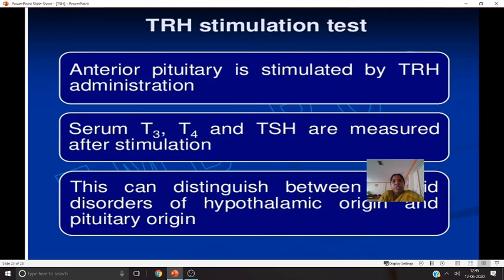TRH stimulation, thyroid releasing hormone stimulation test. Anterior pituitary is stimulated by TRH administration. Serum T3, T4 and TSH are measured after stimulation. This can distinguish between thyroid disorders of hypothalamic origin and pituitary origin. We can see the difference between the disorders, whether thyroid disorders are due to hypothalamic problem or due to pituitary origin.